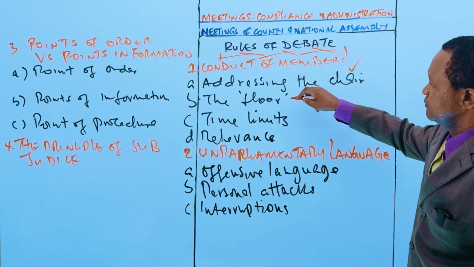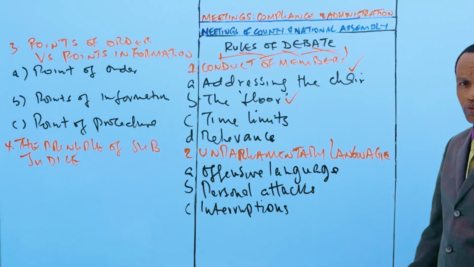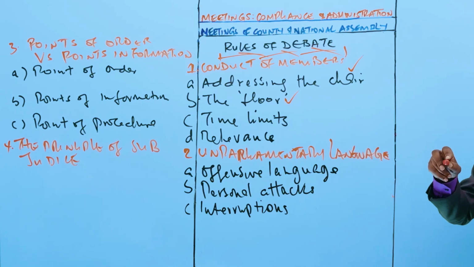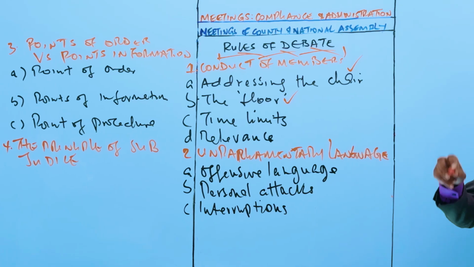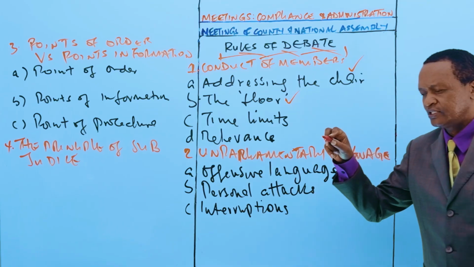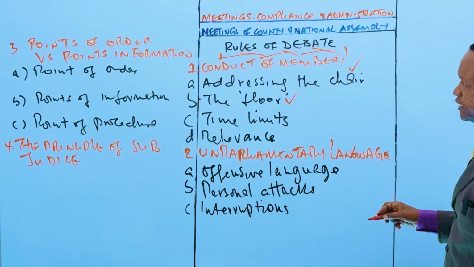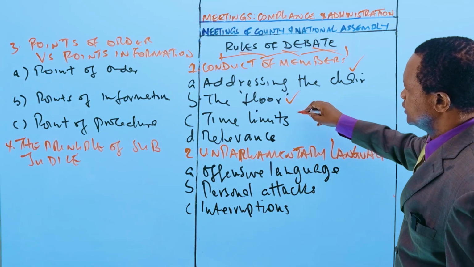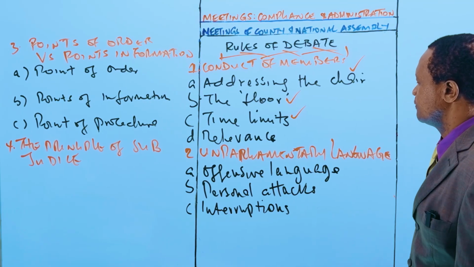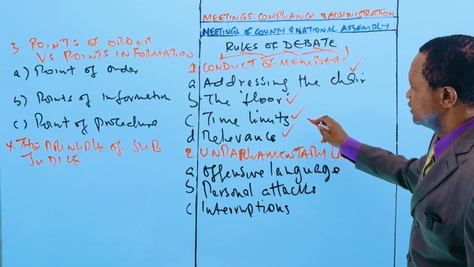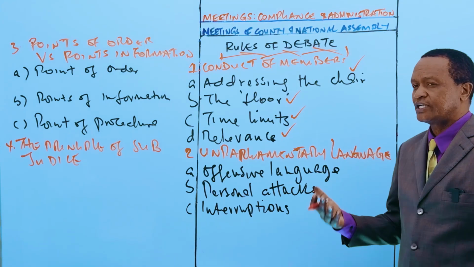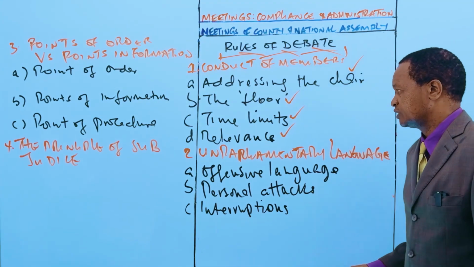Then there is the rule on the floor. We've said that a member may only speak when recognized by the speaker, and once recognized, they must stand to deliver their remarks on the floor unless they are incapacitated. We have also time limits. The speaker may designate the time that each speaker is allowed to speak. There is also relevance: the discussions must be relevant to the topic being discussed.